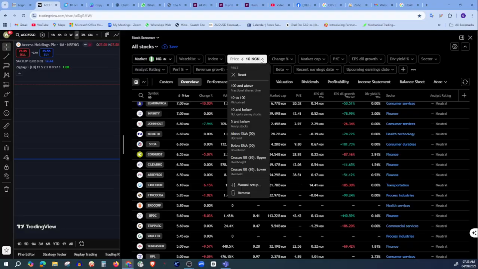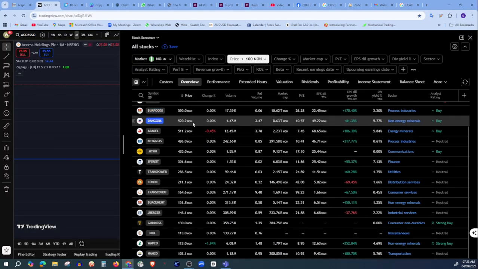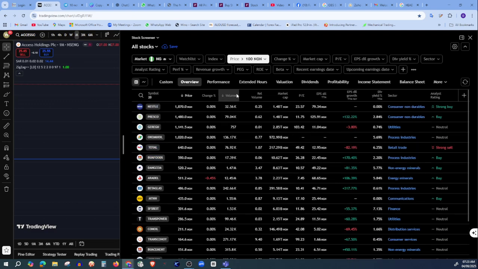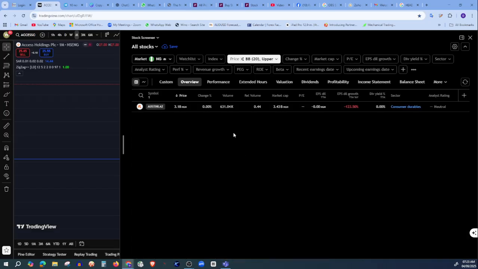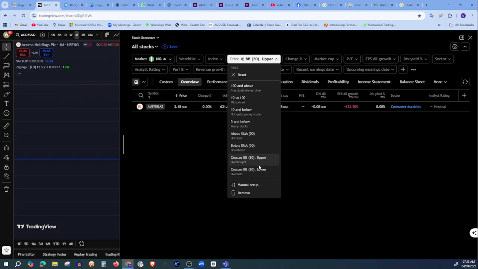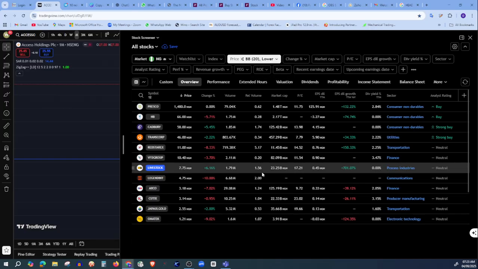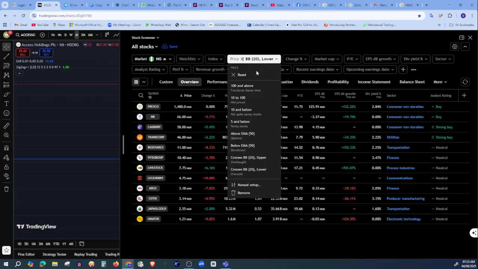If I want to look at maybe stock that are 100 naira above, these are stocks that are 100 naira above. I can look at them, and if I'm not interested again, I can remove. I can check price that is above 50 EMA, below 50 EMA, price that is already overbought. That means price that is closing outside of the Bollinger Band, the upper band, or price that is closing below the lower band of the Bollinger Band, which is overbought and oversold. From here, I can quickly filter.